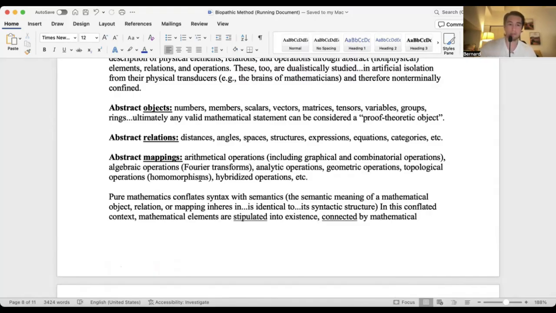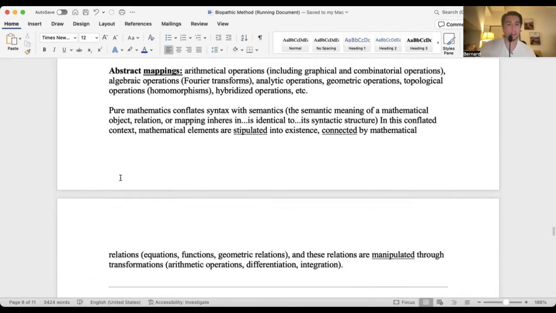All right, so in this conflated context, mathematical elements are stipulated into existence, connected by mathematical relations, and manipulated through transformations. Stipulation is where the dualism comes into play, because you can just arbitrarily stipulate something into existence, you can aesthetically stipulate it into existence, but ultimately you're just stipulating. Where is your stipulative power coming from? What is empowering you to stipulate the axiom of foundation, the axiom of regularity, or, for that matter, the possibility of defining a random variable distribution? Where's that coming from? How are you able to do that?